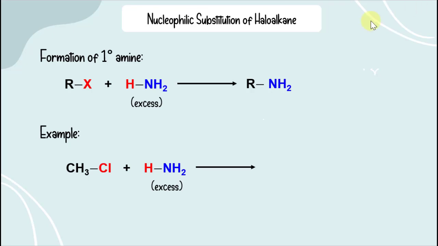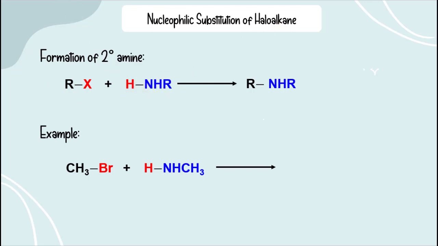Amines can be prepared from the nucleophilic substitution of haloalkanes. The formation of primary amines is when our haloalkanes react with excess ammonia. Ammonia will lose one of its hydrogens and our haloalkanes will lose its halogen group. For the formation of secondary amines by nucleophilic substitution of haloalkanes, the haloalkanes will react with a primary amine.